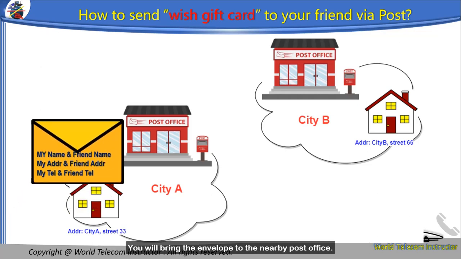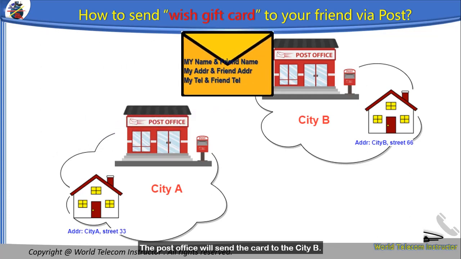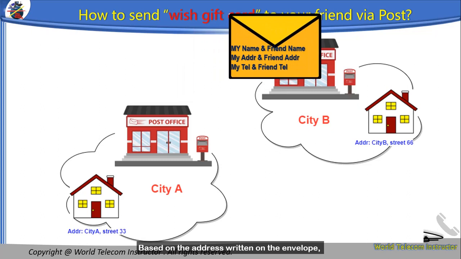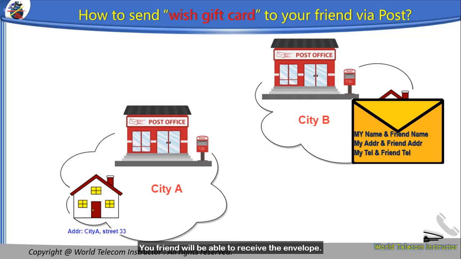You will bring the envelope to the nearby post office. The post office will then send the envelope to your friend's city, which is city B, and then based on the information written on the envelope, the postman is going to deliver the envelope to your friend's home. Your friend will be able to receive the envelope.